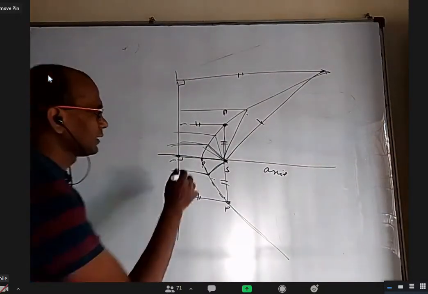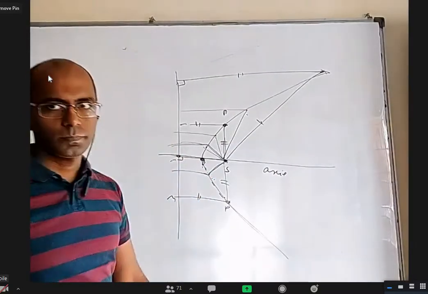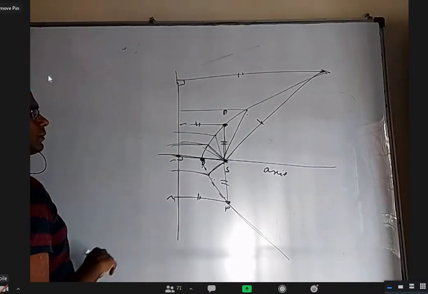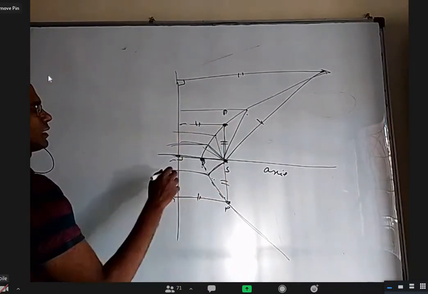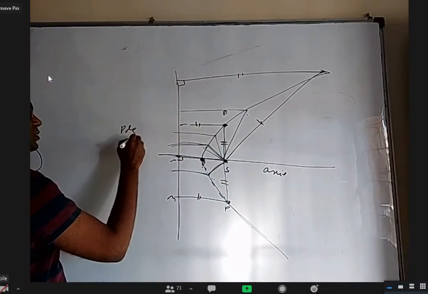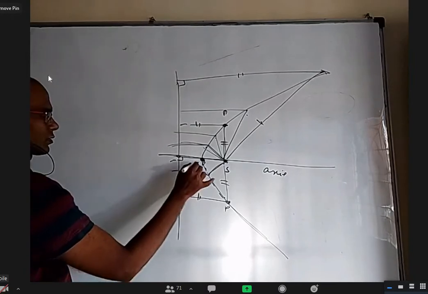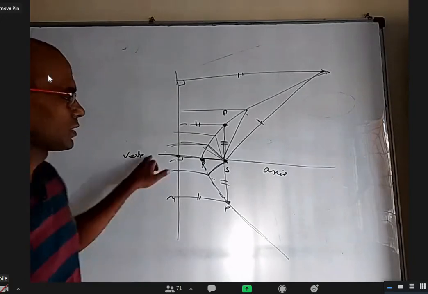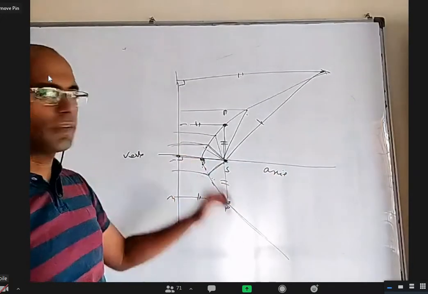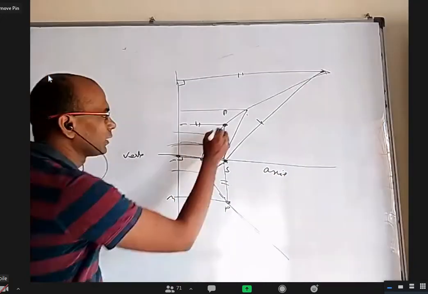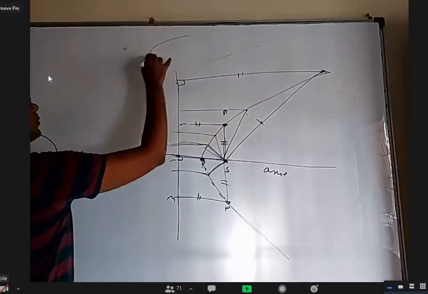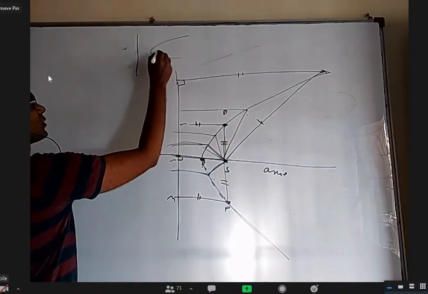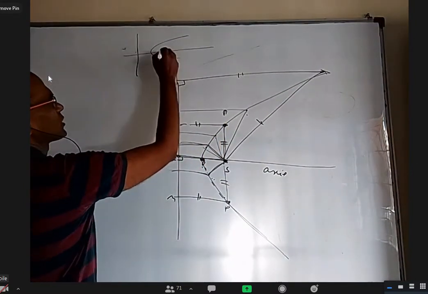There is a name for this point where the axis and the parabola meet. That is called pole or vertex. Better to call it vertex. This point is called the vertex of the parabola. So this is called the axis of the parabola. You have a parabola, you have the directrix here, the focus here, and the axis here.